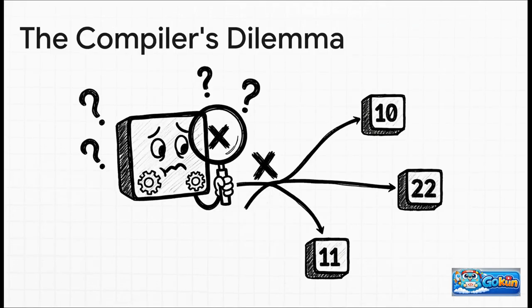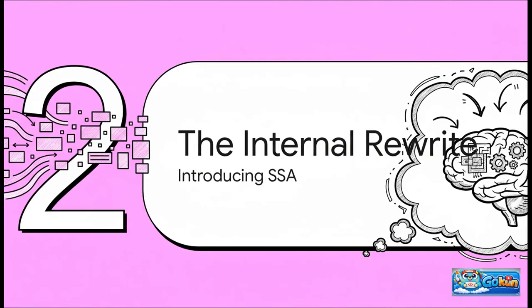But the compiler, it sees something totally different. It sees the exact same name, x, being used to mean three different things. This creates a ton of ambiguity. To do any kind of optimization, the compiler has to constantly ask itself, okay, when the code says x here, which x are we talking about? The one that was 10, the one that was 11, or the final value of 22? You know, trying to track the live version of a variable like this is surprisingly difficult and a huge computational pain. So what does the compiler do?